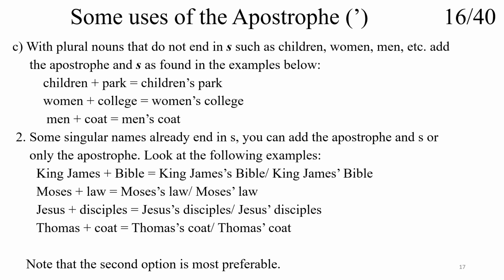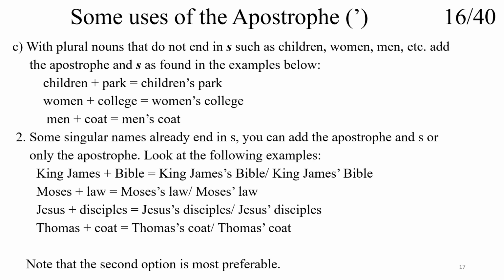There are two ways of going about it. When somebody's singular name ends in S, where do we put the apostrophe? We have two ways of doing this. Either you add the apostrophe and S, as we find in King James's Bible, or you just place the apostrophe after the last S of the name. So we have King James's Bible or King James' Bible.